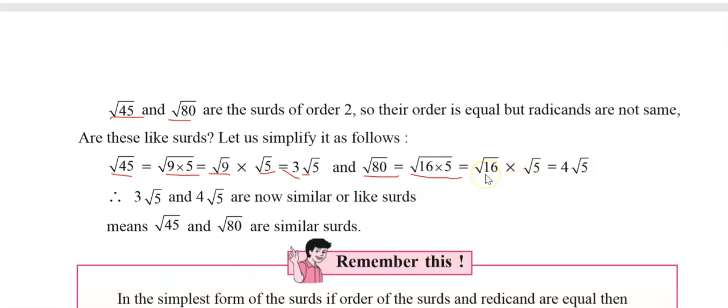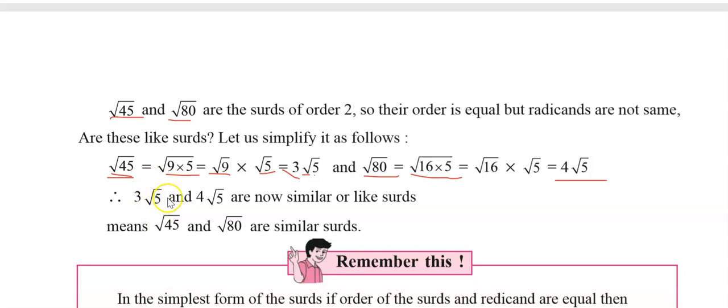Now here the root of 16 is 4 and here is the root of 5. Now if we see this, the root of 45 is written as 3 root 5 and the root of 80 is written as 4 root 5.